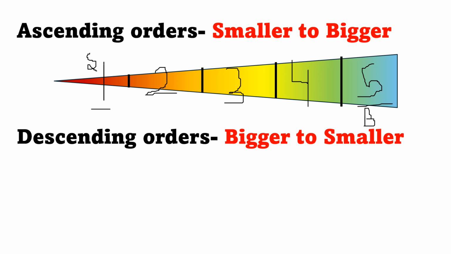So hence we see that 1 is the smallest number and 5 is the biggest number over here. Now what is the descending order? The descending order is bigger to smaller, or we can say the arrangement of numbers from bigger to smaller.